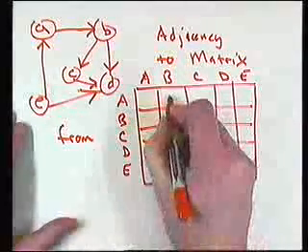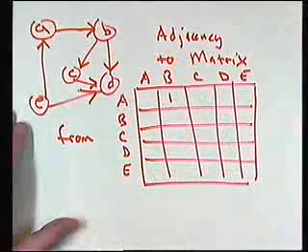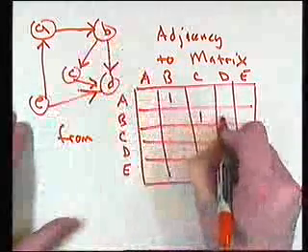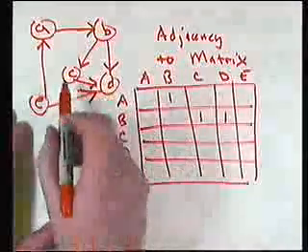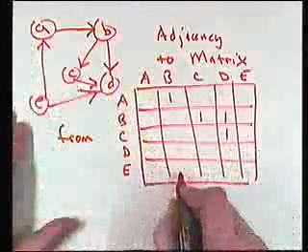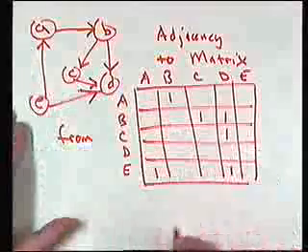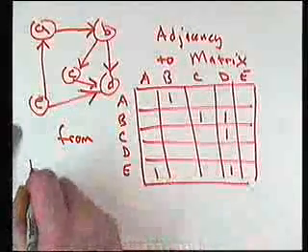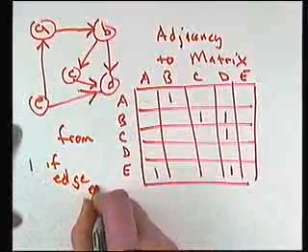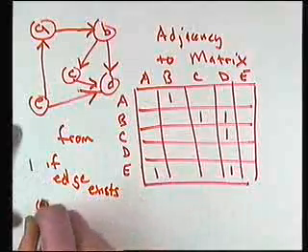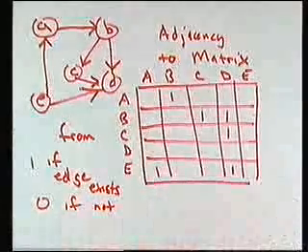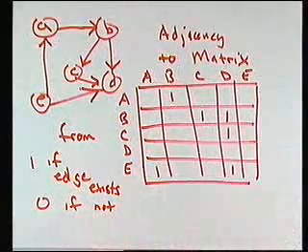So here we say we have an edge from A to B. We have an edge from B to C and from B to D. We have an edge from C to D. And we have edges from E to A and from E to D. And the idea here is we store 1 if the edge exists, and we store a 0 if not.